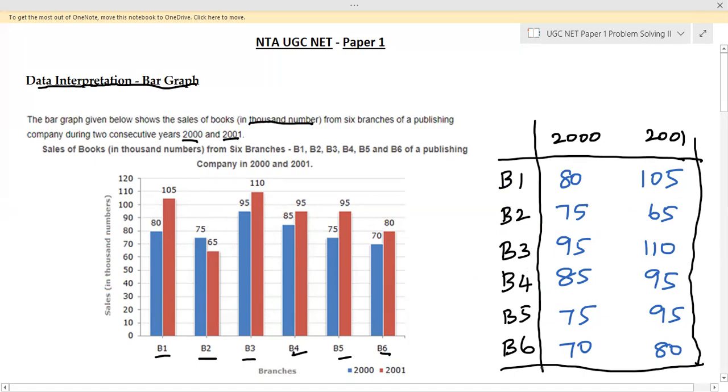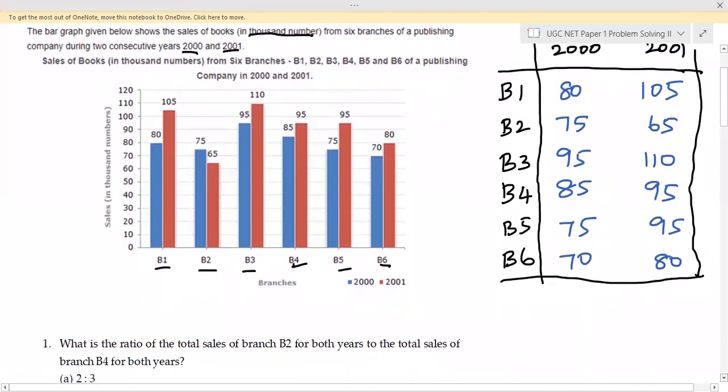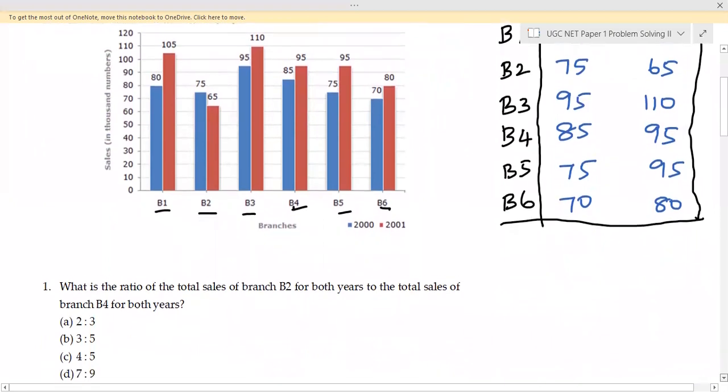So we have 6 different branches of a company and 2 different years. What are the sales? I can easily collect it from this table itself. Now I think we can go for the questions. I'm going to move the screen down. If we want any details, we'll have to come back here to get the data. That's not an issue, I think. We may have to frequently travel between up and down, but we'll adjust for it.